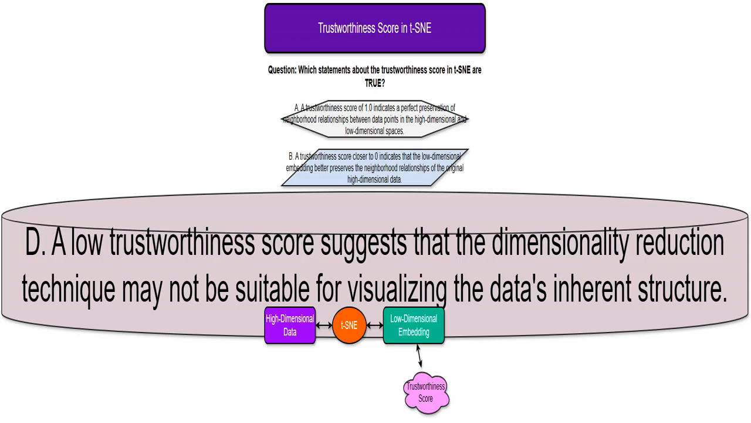I agree with this one. A low trustworthiness score tells me that t-SNE might not be the best choice for visualizing your data. If the relationships between the data points are not preserved well, the visualization won't accurately reflect the data's structure. It might be worth trying a different technique.